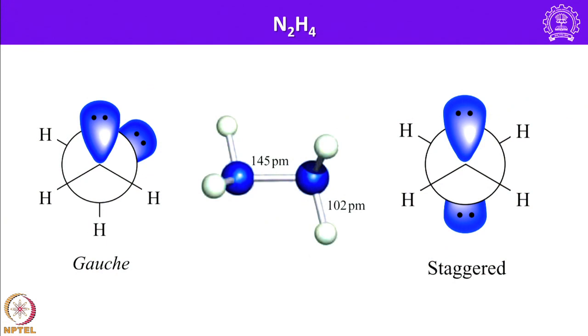You can see here I have shown more structures of N2H4. This is how the gauche structure looks, and you can see here the N to H bond distance is 102 picometer and the NN distance is 145 picometer, and this is the staggered structure of N2H4.